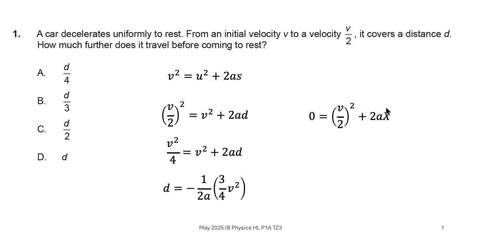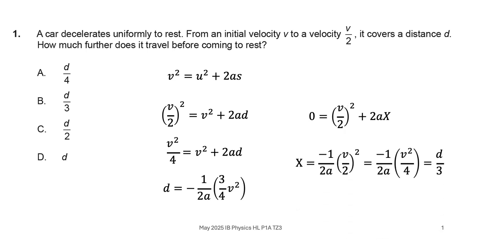Okay, now I've called the unknown distance x, and what we're going to try and do is find out what that x is. We're going to square again. We've got v squared over 4. Ooh, and it doesn't look very nice. We're rearranging for x. We're going to have minus 1 over 2a, v over 2 squared, v squared over 4. Now, if you compare this term here, which I'm circling with the cursor, with this one here, it's exactly the same, except for this 3. So if you imagine I take this term and I divide it by 3, I'm going to get d over 3, which is why the answer here is B.